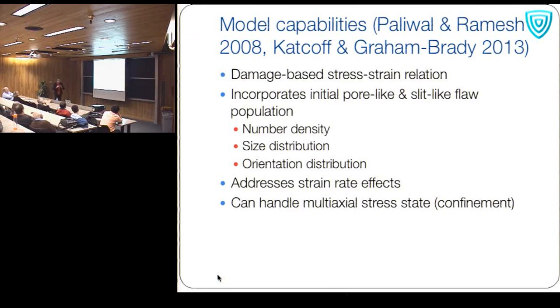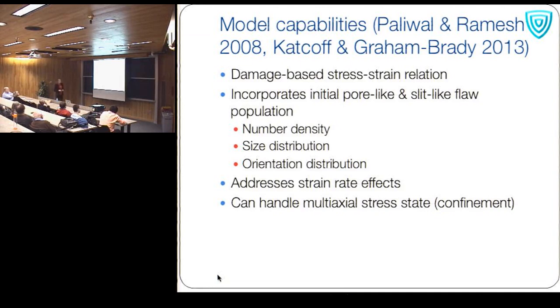So the basic model, what are the capabilities? It's a damage-based stress-strain relationship, so it's handling crack-related damage. It doesn't handle other mechanisms that might come into play, amorphization, phase changes, melting, shear banding, I don't know, crystal plasticity. None of that is at play here. So we're only handling this one mechanism.